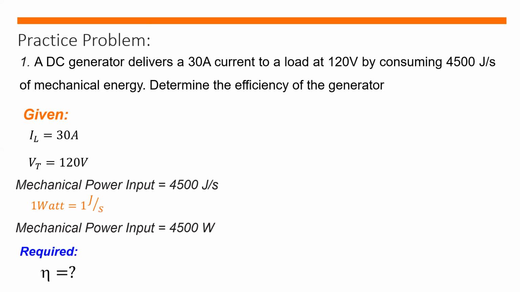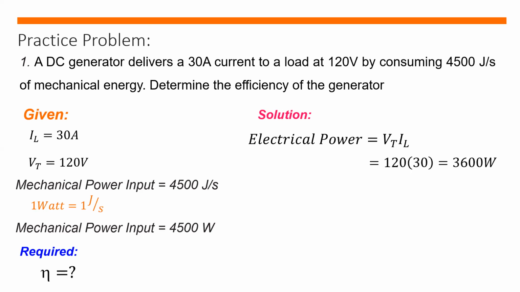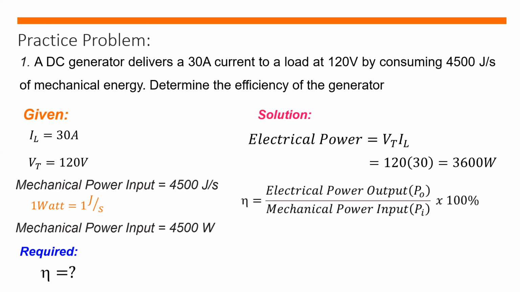So to solve for the efficiency, let us try to solve the electrical power. That is the terminal voltage multiplied by the load current. That is 120 volts multiplied by 30 amperes, that is equals to 3,600 watts. So the efficiency is equals to output power divided by input power multiplied by 100%. That is 3,600 watts divided by 4,500 watts multiplied by 100%. That is equals to 80%.